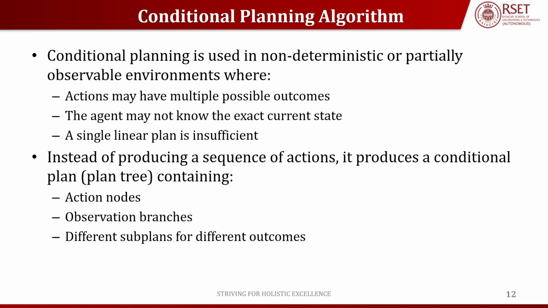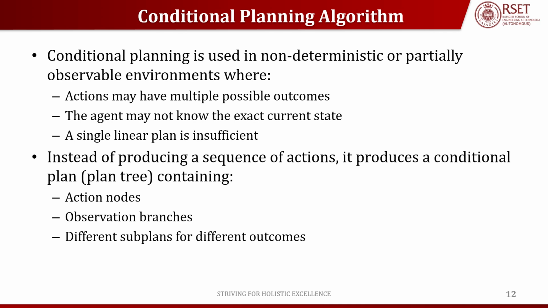In the previous slides, we saw graph planning, right? So from this slide, we'll be mainly concentrating on the conditional planning algorithm. Conditional planning is mainly used in two kinds of environments, that is non-deterministic environments and partially observable environments. In such environments, actions may have multiple possible outcomes. The agent may not know the exact current state. A single linear plan is insufficient.